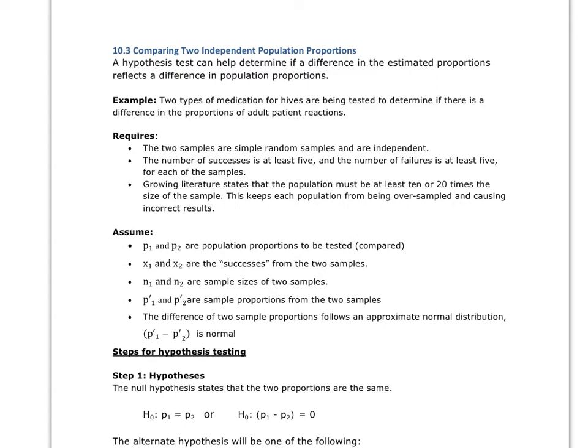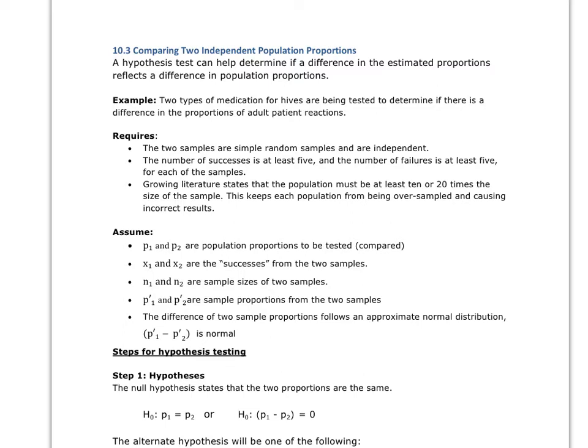So to do this kind of test, it's requiring that we have two samples and they're independent. The number of successes, whatever we're counting as the success, has to be at least 5, and the number of failures has to be at least 5. It kind of gives us an idea of how big our sample sizes need to be.